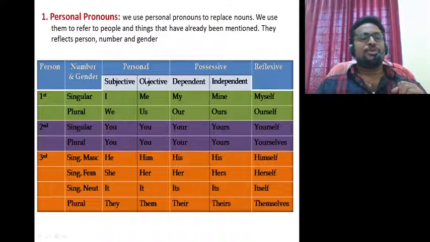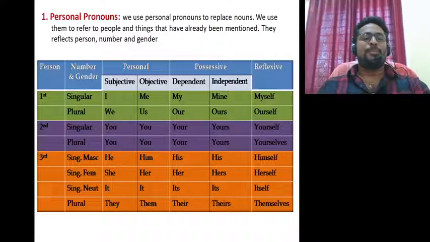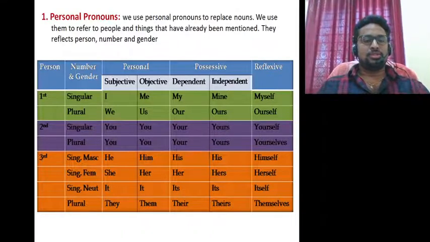So we are using personal pronouns to represent people and things. Personal pronouns always reflect the person, number, gender, and things. For example, I, we, you, he, she, it, they, all these are called personal pronouns.